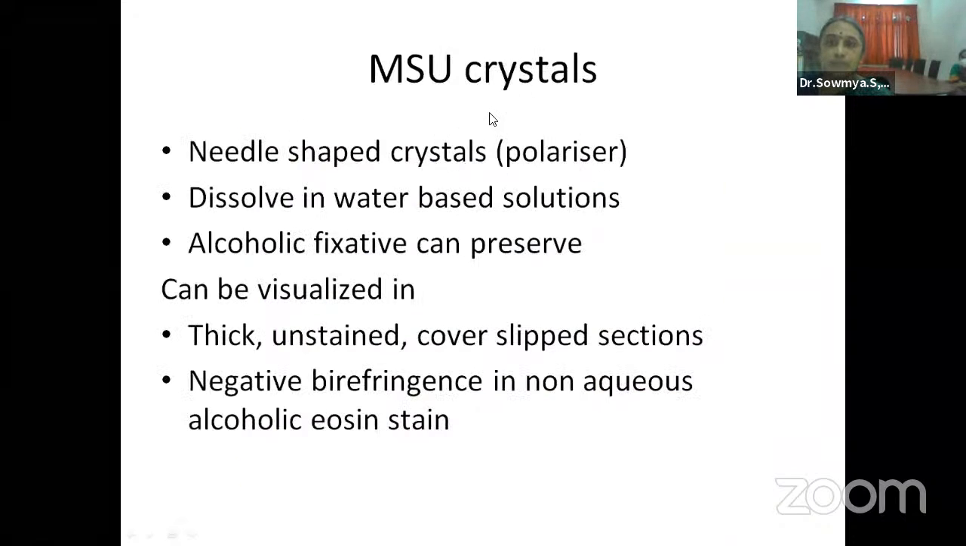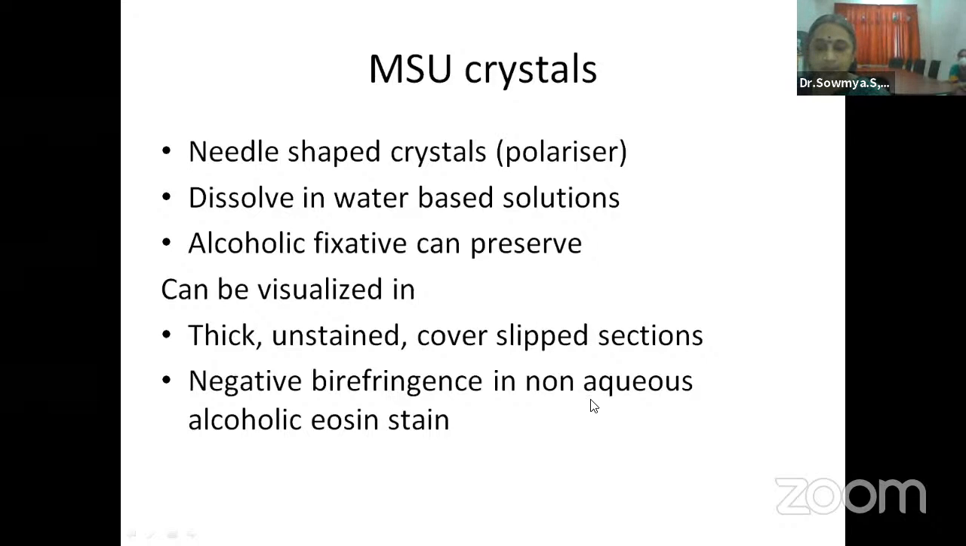So these monosodium urate crystals are needle-shaped crystals. Usually we demonstrate them using a polarizer, and they dissolve in water-based solutions. So usually alcoholic fixatives are preferred, and they can also be visualized in thick unstained sections. So you simply put the cover slip on the unstained section and see under the polarizer. And sometimes you can also stain it with non-aqueous alcoholic eosin stain, and you can demonstrate the negative birefringence for these monosodium urate crystals.